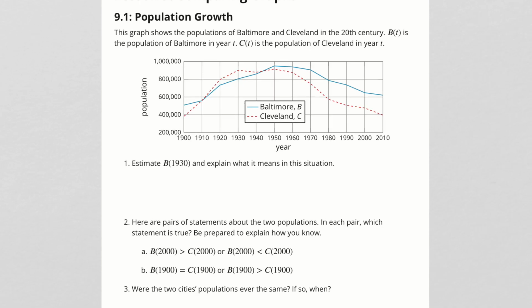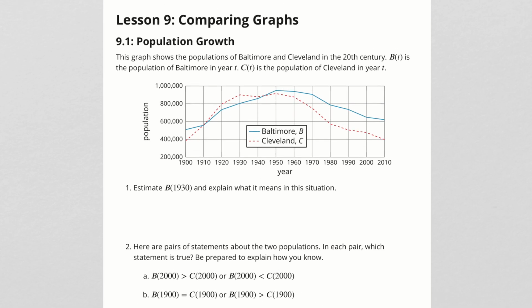Started on lesson 9. We're comparing graphs. So for 9.1, we have this graph that shows the population of Baltimore and Cleveland in the 20th century. B of T is the population of Baltimore in year T, and C of T is the population of Cleveland in year T.